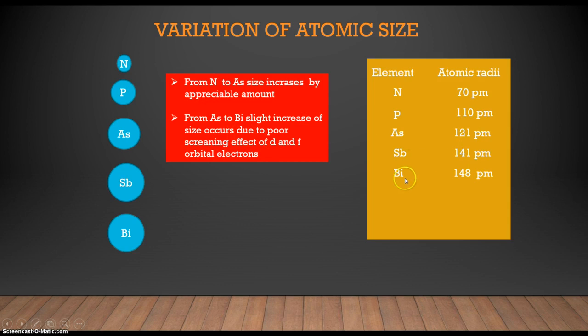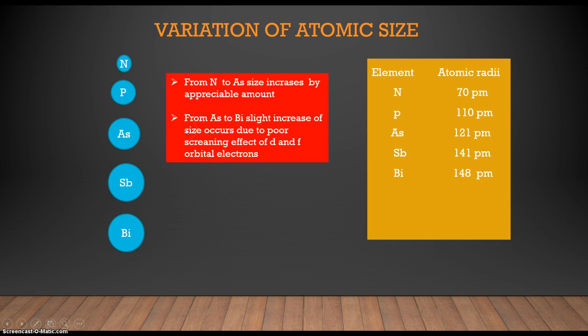Okay, as you can see over here, from arsenic to bismuth, what are the sizes? Arsenic 121 picometer, antimony 141 picometer, and bismuth 148 picometer. So the increase of size is very much less while going from arsenic to bismuth. So what is the reason? The reason is again the screening effect of d and f electrons that are present in antimony and bismuth. The screening effect of d and f electrons is very, very poor.